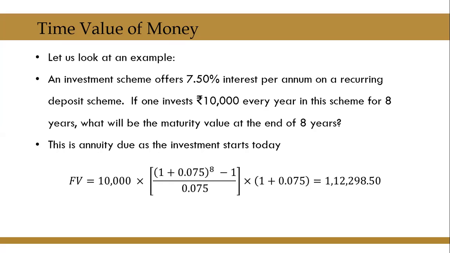In order to calculate that, we apply the formula. Here A is 10,000, R is 0.075, number of years N is 8. So if you apply this formula, you can find that the maturity value of this deposit will be rupees 1,12,298.50.